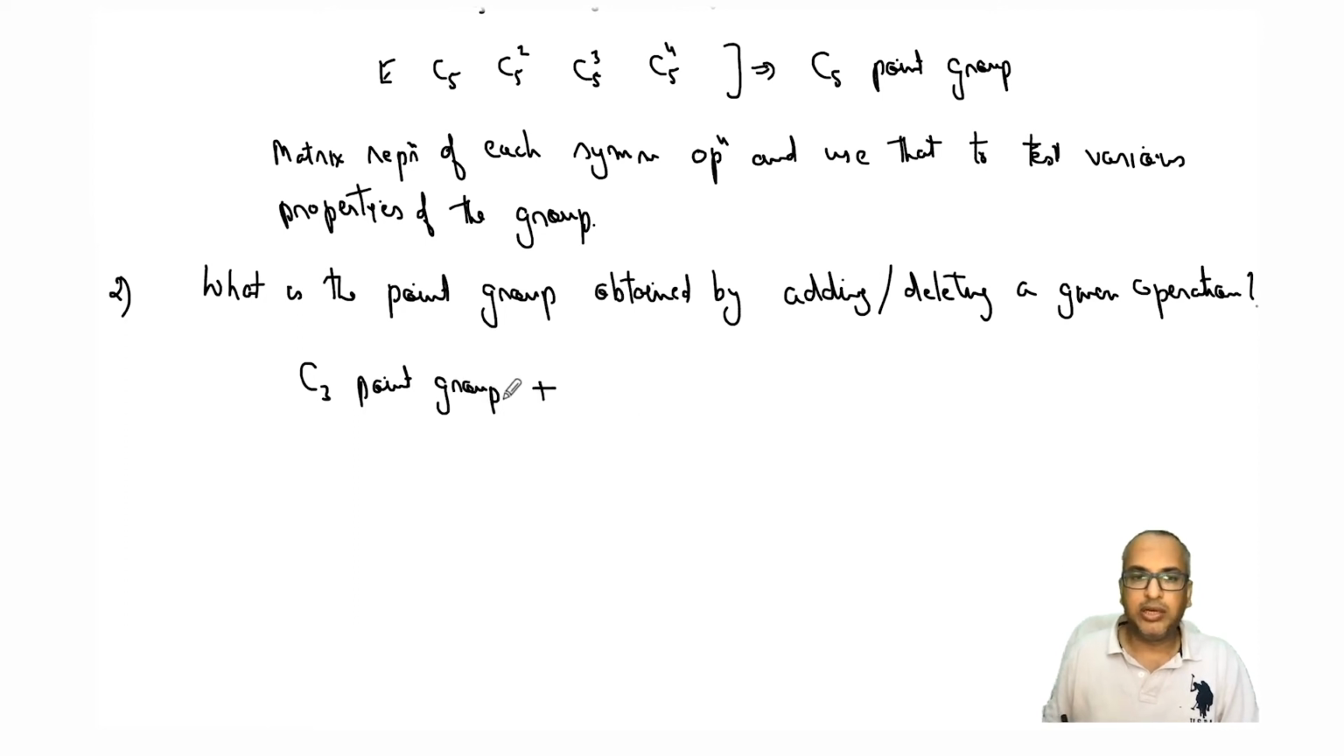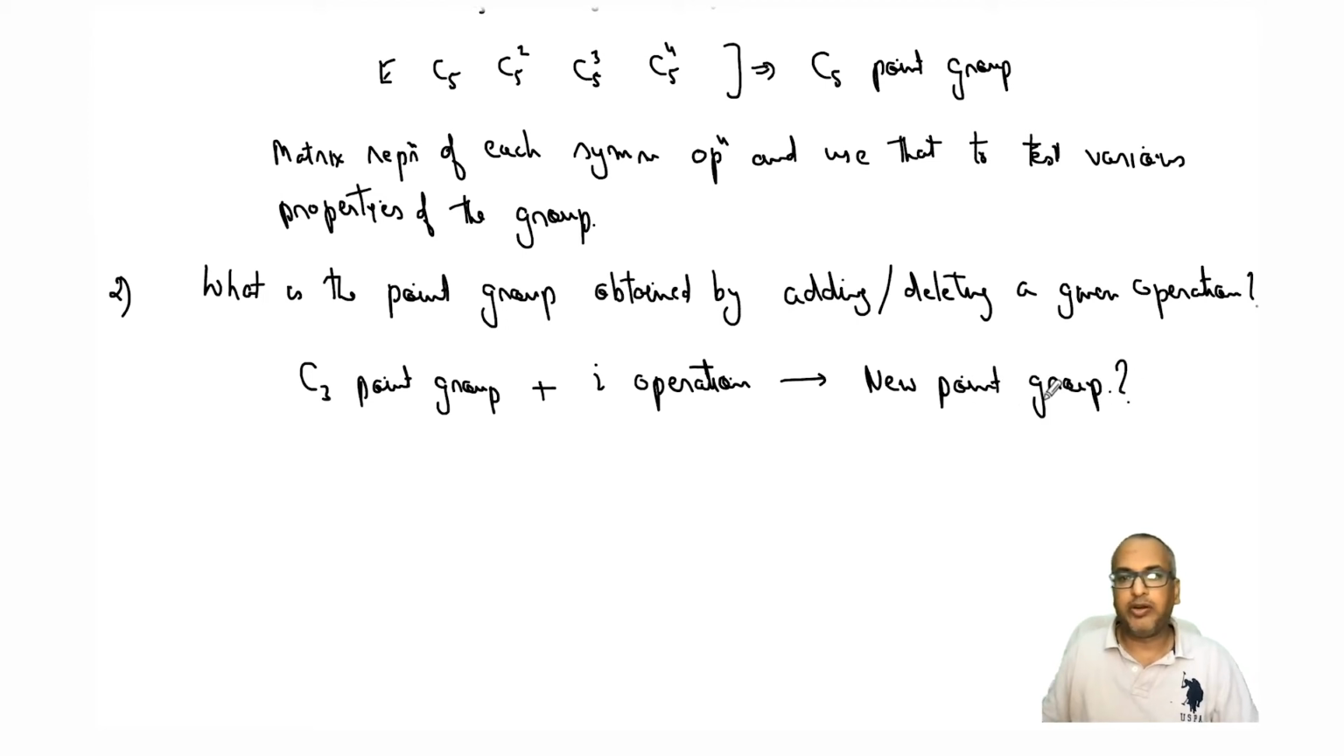To this C3 point group, you are adding an inversion operation. So what is the new point group? How do you find this out? There can be an enormous number of combinations. I've just taken one example here, but you can have different types of examples. So how do you approach? What is the approach? If you know the approach, you can solve any given problem, right? But you should know the approach for these kinds of problems.